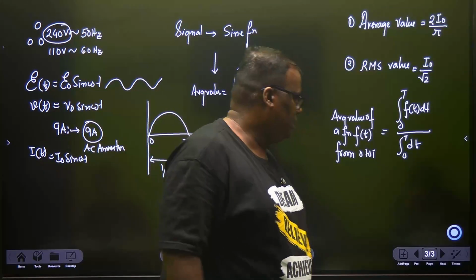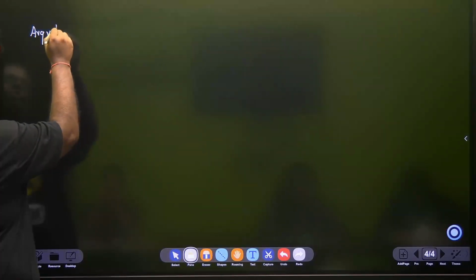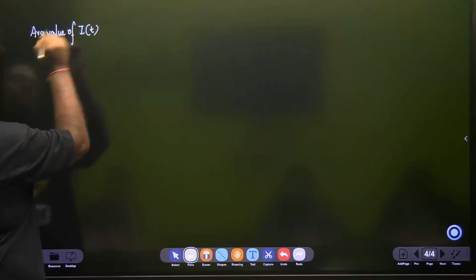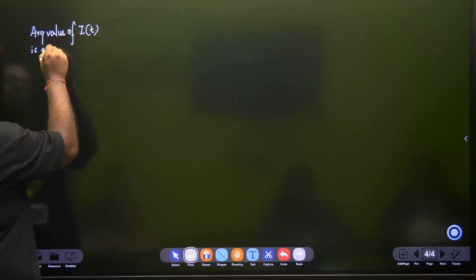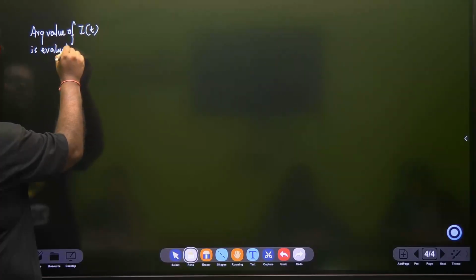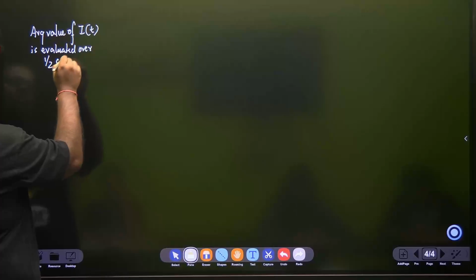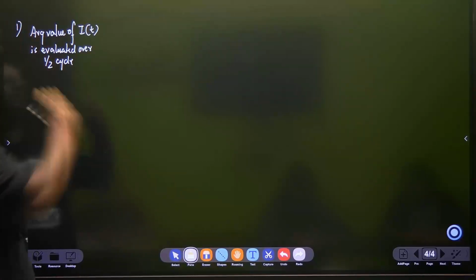We have to achieve this. Ready? So let's see. Now, the time average value of this function I of t is evaluated over half cycle. This is the first thing you have to remember. It's evaluated over half cycle. Agreed?